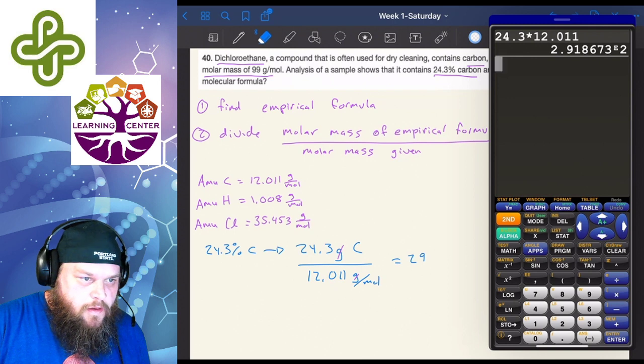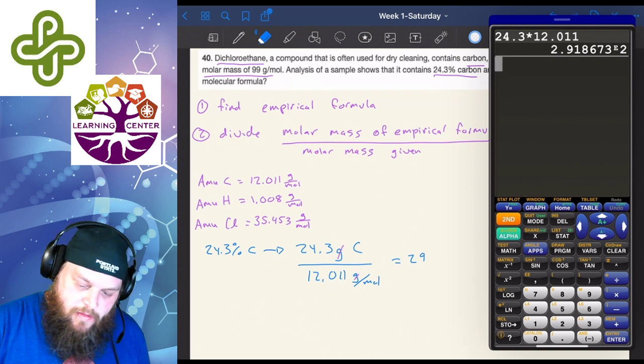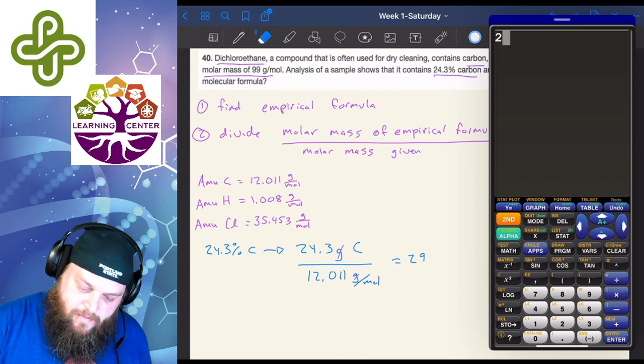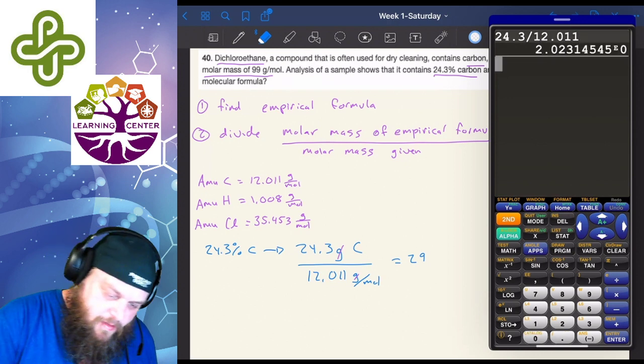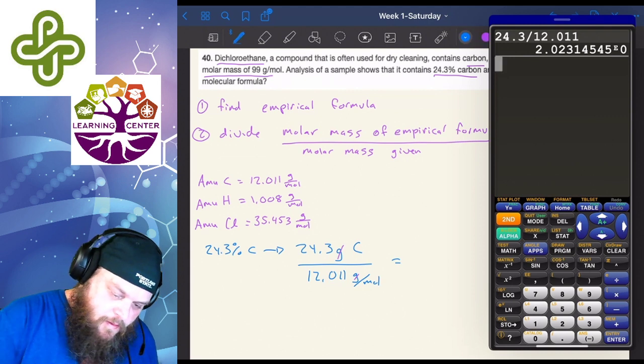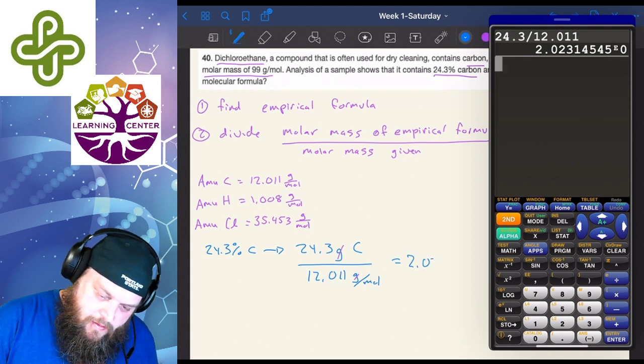I feel like I'm doing that wrong. I multiplied. That's what the problem is. Haha. That seemed like a really big number to me, so I second guessed myself. I'm going to divide by 12.011. That looks way better. Okay. 2.02 moles.